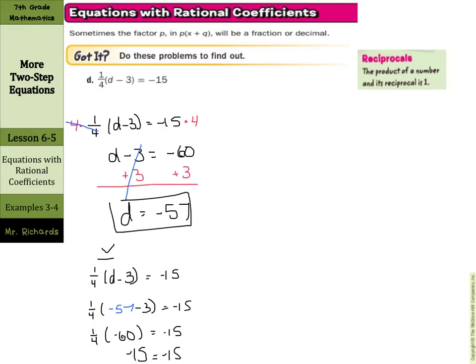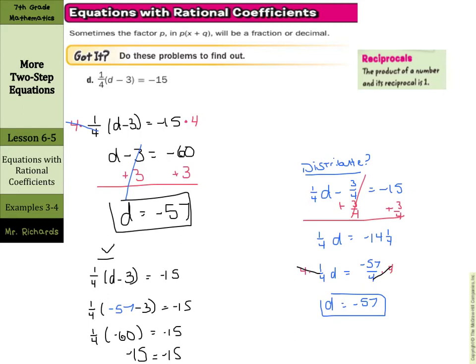And how would this look if you decided to distribute this? Well, a little messier. I mean, just looking at 1/4 d minus 3/4 equals negative 15 can be a little bit intimidating, but it's still solvable. Again, after adding 3/4 to both sides and getting negative 14 and 1/4 into an improper fraction, then multiplying by 4 on both sides, simplifying, you still get d equals negative 57. But again, this way on the left looks so much more simple than dealing with the distributive property when you don't need to use it.